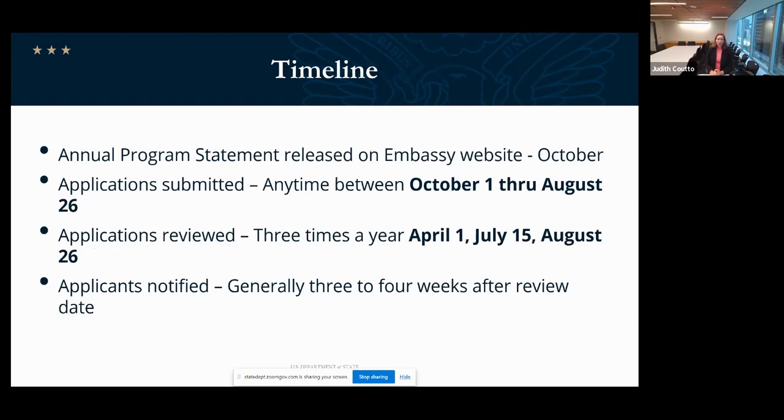This is our timeline. We do receive grants on a rolling basis, and then our grants review panel meets 3 times a year: April 1st, July 15th, which is our upcoming deadline, and I encourage you to try to meet this one. We're hoping to have lots of submissions by the July 15th deadline. And then our final submission for our fiscal year will be on August 26th. We will be in touch with anyone who submits a grant application with an answer about whether or not we will be funding your project, usually within 3 to 4 weeks after the review date. We may also have follow-up questions that we reach out to you about.